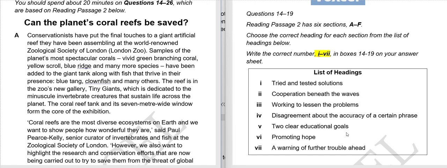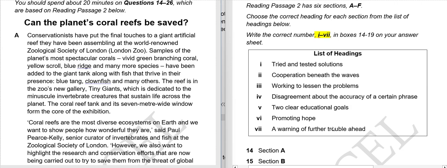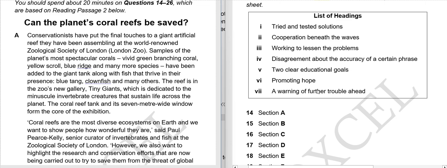Disagreement about the accuracy of a certain phrase. So there may be a certain phrase given, maybe in inverted commas or something like that, and there is some sort of disagreement, like not all people agree with it. They say something else, like some people say this but others disagree. Two clear educational goals. So in whichever paragraph there are two clear educational goals given, we will mark this option for that paragraph.